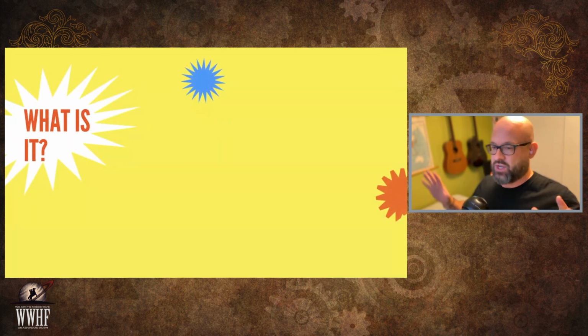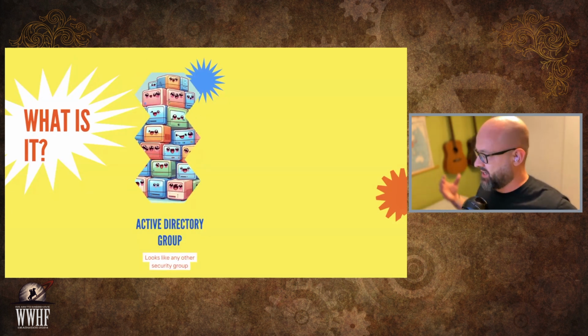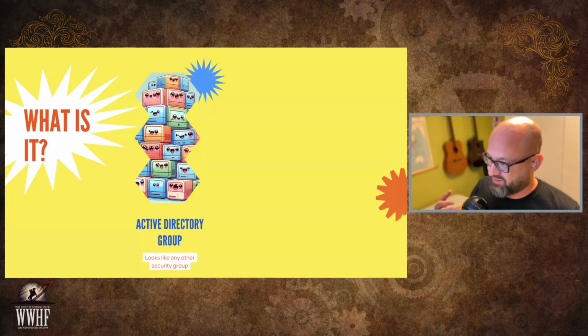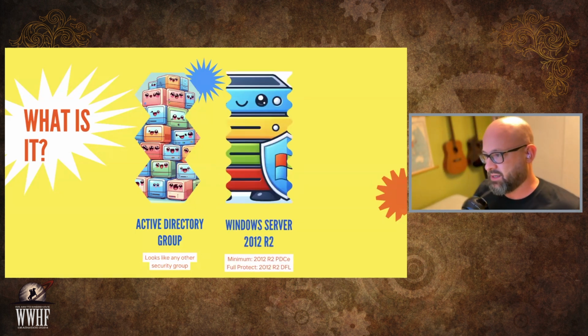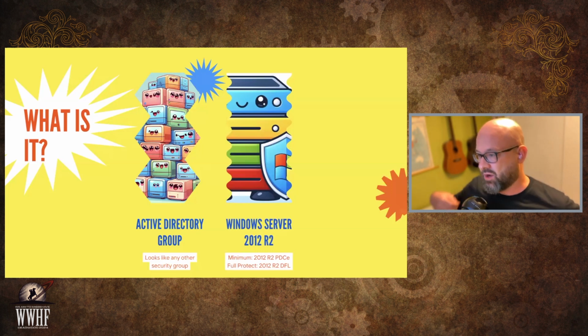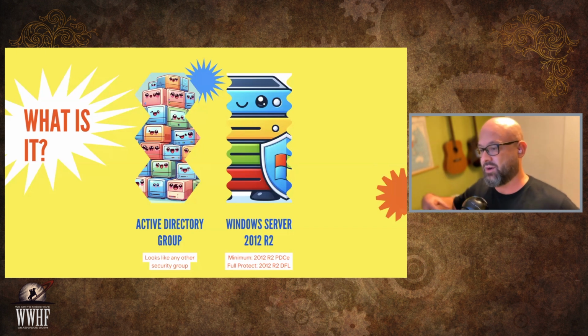First off, the Protected Users group. What is it? It is an Active Directory group. It looks like any other security group. You can add users to it, you can remove users from it, etc. It can be nested in other groups. But it's special in that if you add a user to it, that user gets a ton of protections on their user account. Some of those are device level protections, and some of those are domain controller level protections.